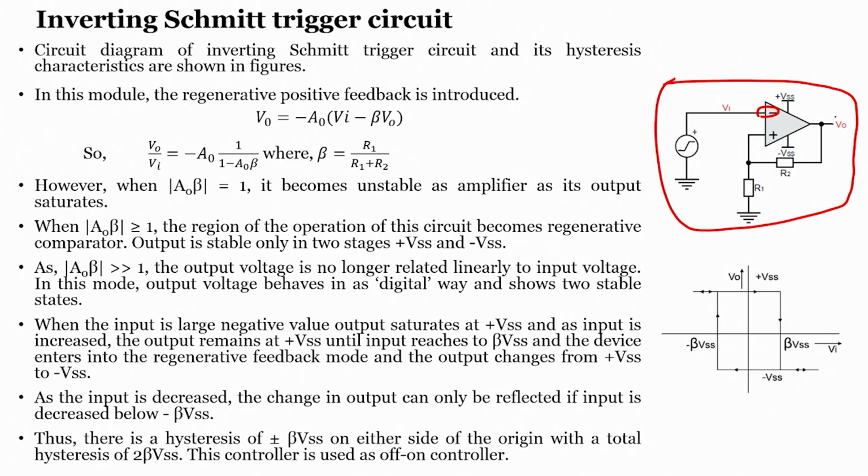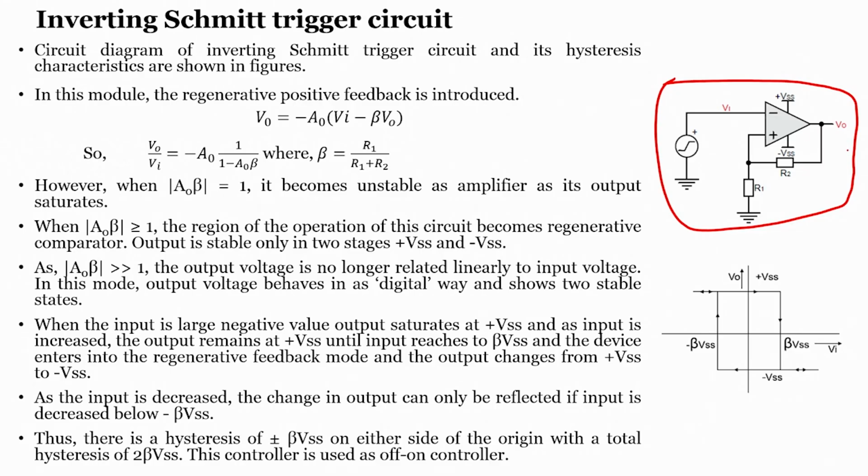As we have seen, the major difference between a Schmitt trigger and a normal negative feedback operational amplifier, that is, when you are using the op amp as an amplifier, is that in the case of an operational amplifier used as an amplifier, the feedback is connected to the negative terminal. That is called negative feedback, whereas in the case of the Schmitt trigger, you can see the feedback is positive.